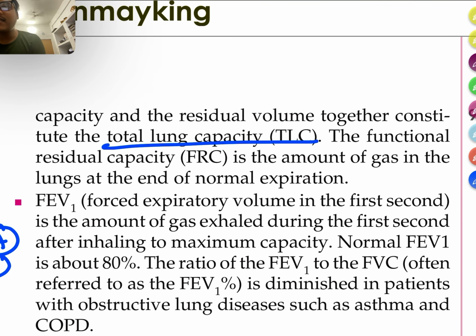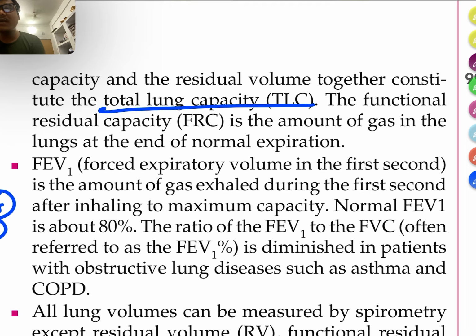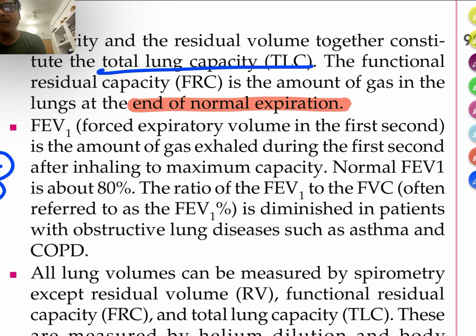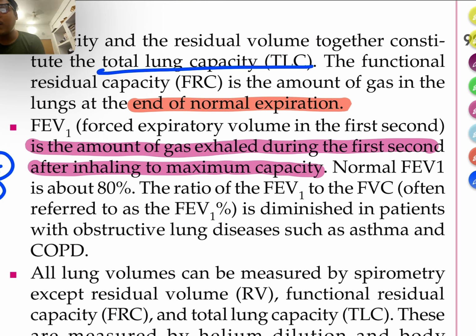Next is the functional residual capacity. It is the amount of gas remaining in the lungs at the end of normal expiration. So what is the forced expiratory volume? Forced expiratory volume in the first second. It is the amount of gas exhaled during the first second after inhalation to maximum capacity.